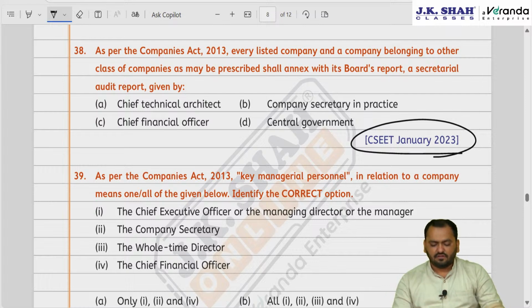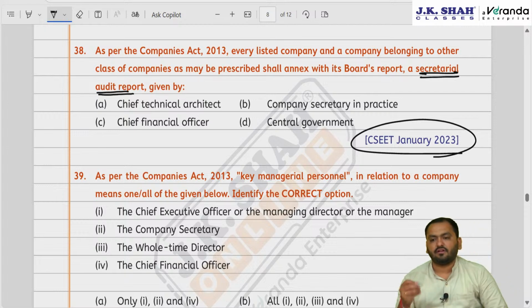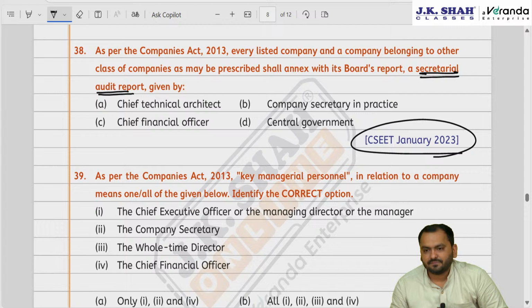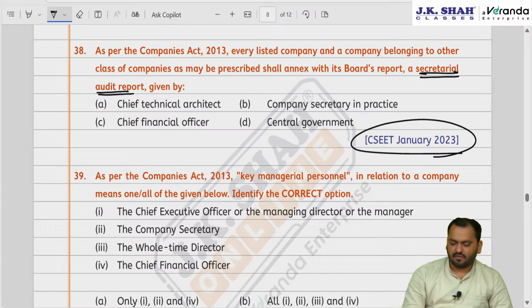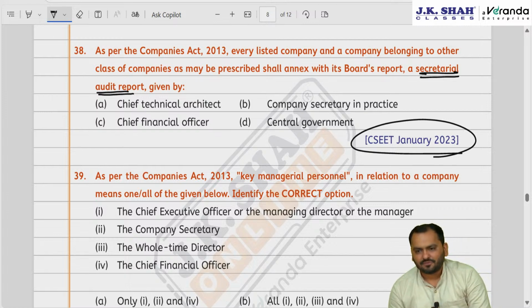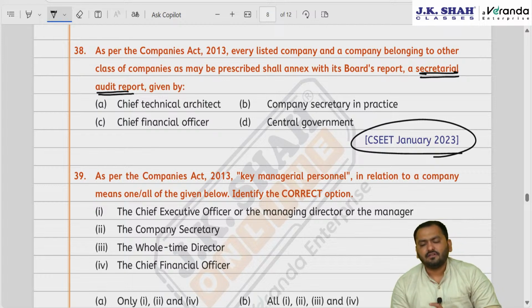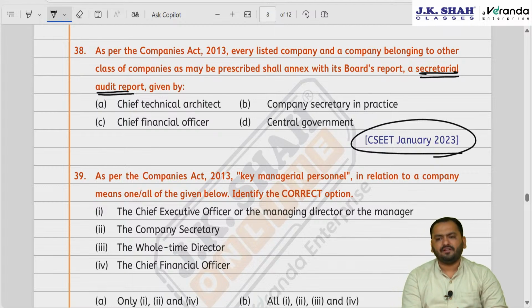See, firstly friends, here a word is given, secretarial audit. So what is secretarial audit and who does it? Let me tell you what it is. Firstly, the audit, very well, you must have heard about the accounts audit, but I am talking about secretarial audit. Secretarial audit means audit of compliance.